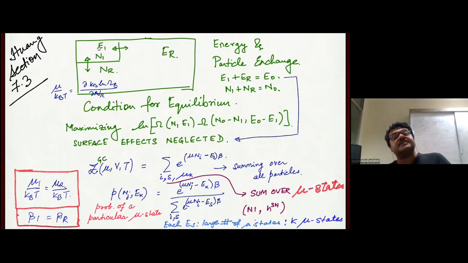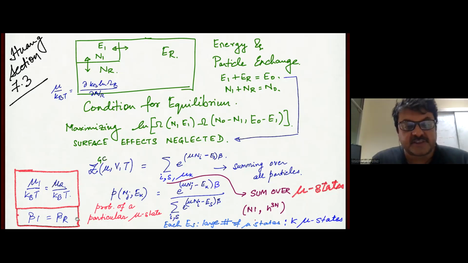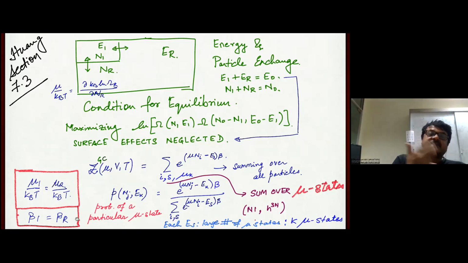So basically the system and the reservoir will be in equilibrium when the chemical potentials of the system and the reservoir are the same, and of course the temperature is the same. So that's the condition for equilibrium, and the chemical potential, or rather the chemical potential by k_B T, is defined as k_B del log Omega_R / del N_R, right? So where N_R has all the particles.